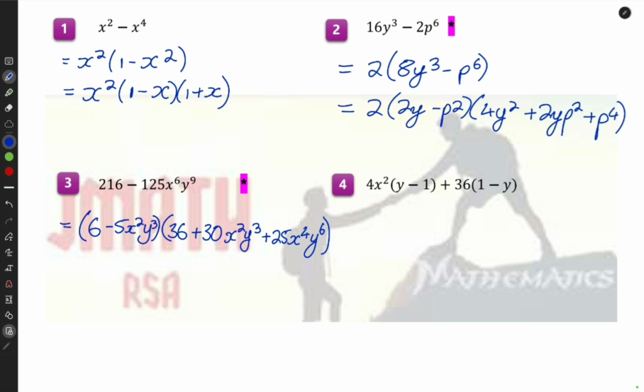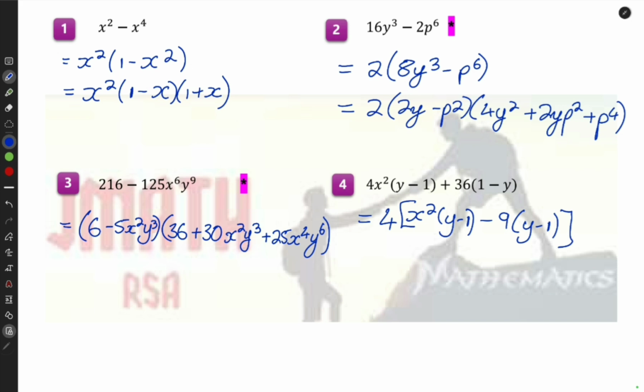Okay, question 4. I would start by checking for a common factor. Okay, I can take out a 4, but the x squared stays there, and y minus 1. Okay, I know this is going to be a 9, but oh, my brackets are not in the same order, so I want to swap the order. I am allowed to do that if I take out a minus. A plus times a minus becomes a minus.